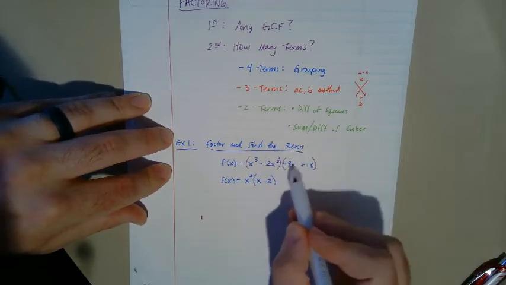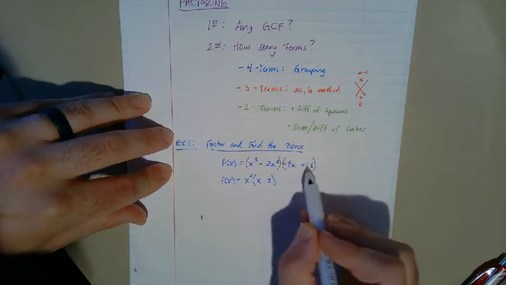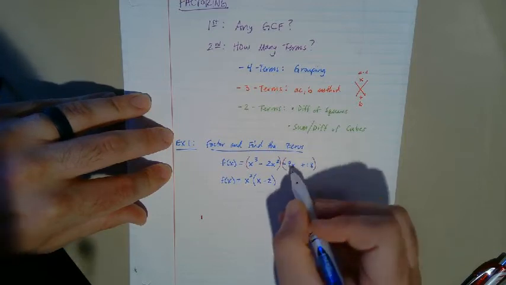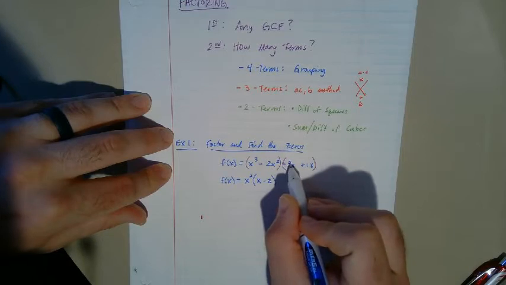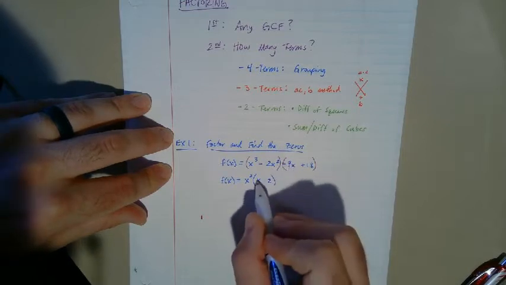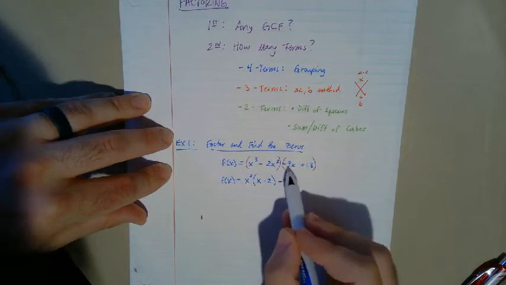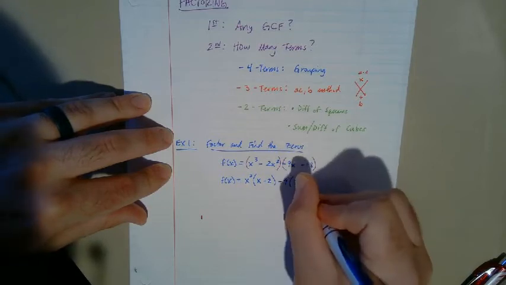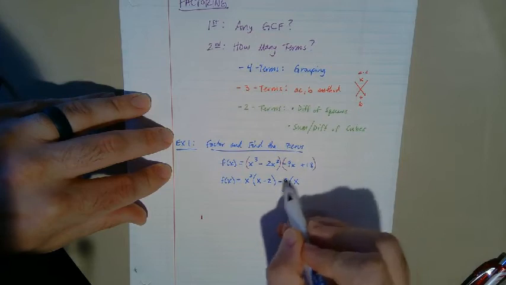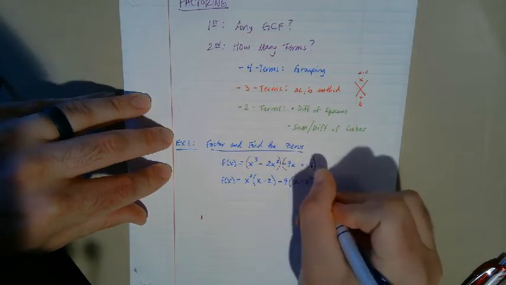Okay. Then focus on the other group. Looks like 9 would go into both of those. And because there's a negative with that 9, we are going to take out the negative. We want this x to be positive like that one was. And so take out a negative 9. And again, we're dividing it out. So negative 9x divided by negative 9 is x. 18 divided by negative 9 is a negative 2.